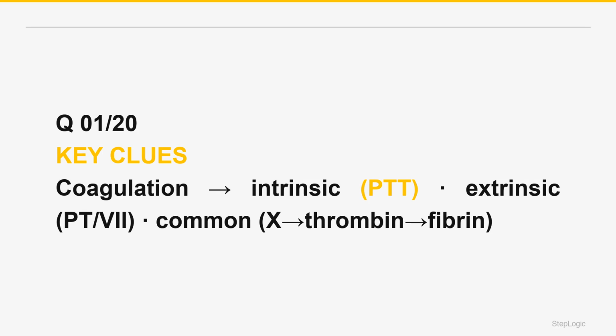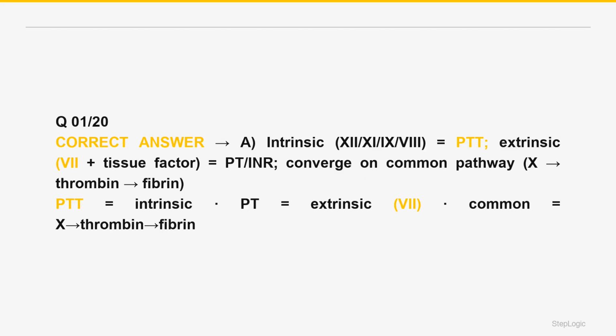Tissue factor, released by injured cells, activates factor VII, and it is measured by the prothrombin time, INR. PT: extrinsic, factor VII. The correct answer is A. Both arms converge on the common pathway at factor X. Activated factor X with factor V converts prothrombin II to thrombin, which then cleaves fibrinogen into fibrin.